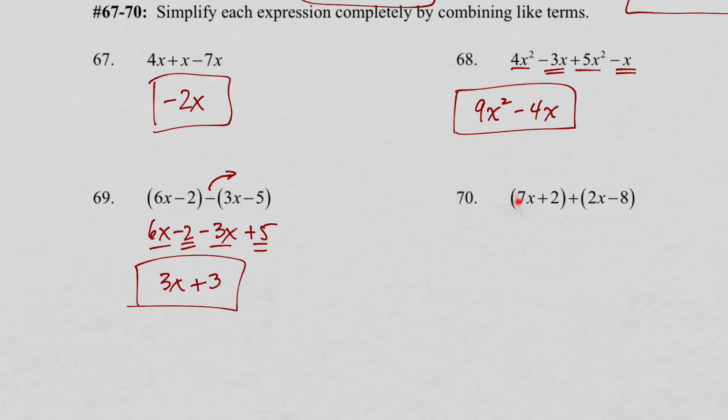Okay, for number 70, these parentheses are redundant, so are these. You don't have to write it again, but you could. Just taking them out of the parentheses like this, and then you combine this and this to get 9x, and this, 2 minus 8 is negative 6.